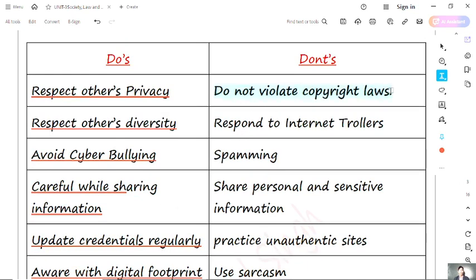Do not violate the copyright law. Means we should not do that, as copyright laws are there. We'll discuss here what copyright and patent are. We'll discuss all these topics here. See, in simple terms, we should not copy anything from other creators.